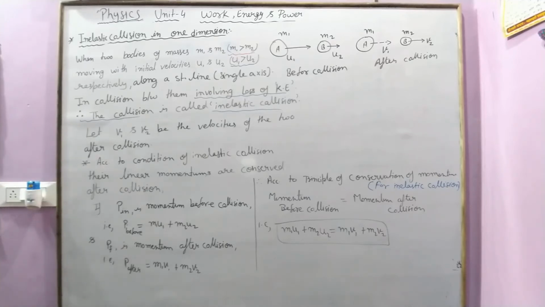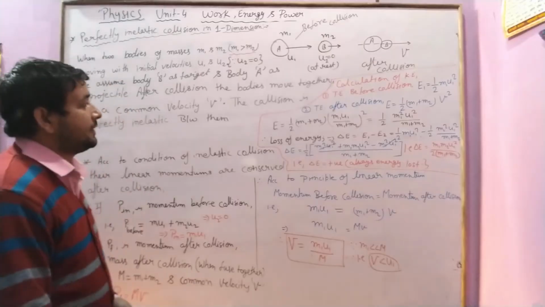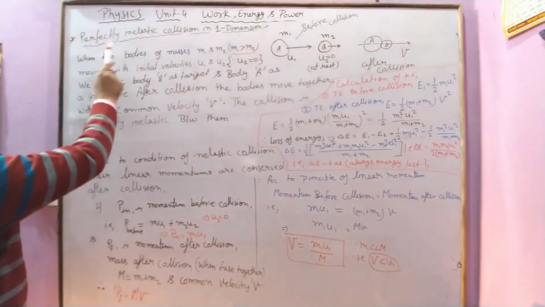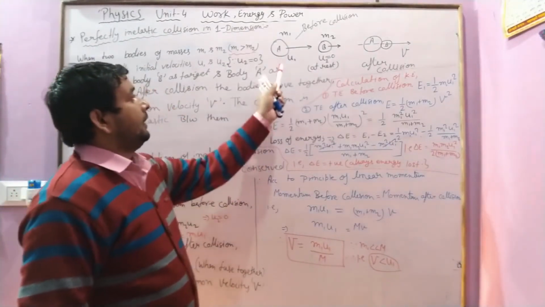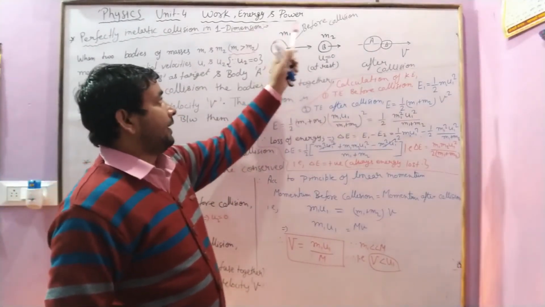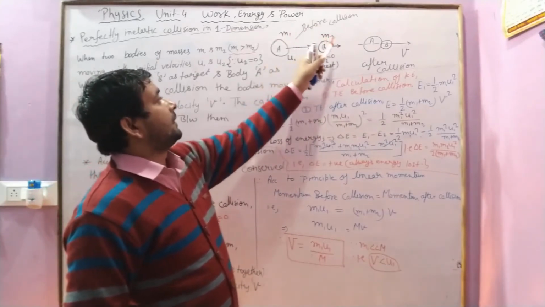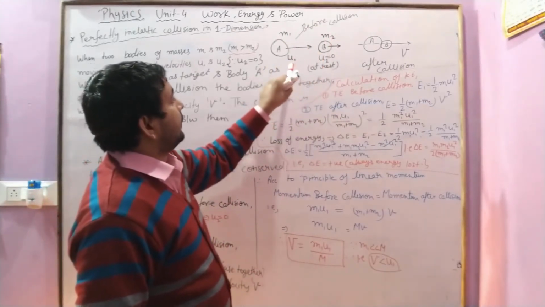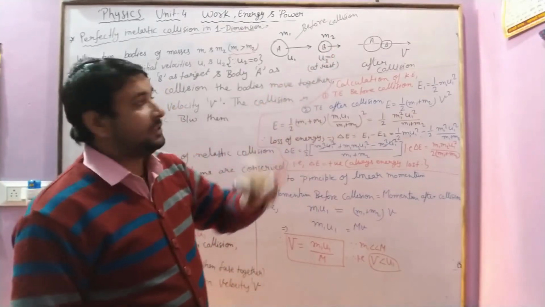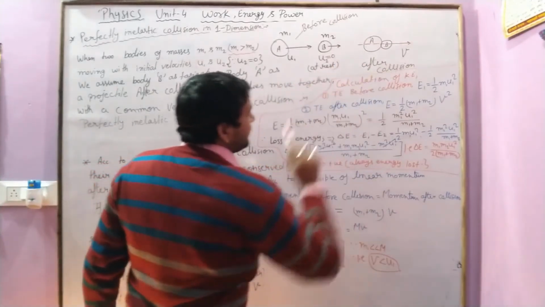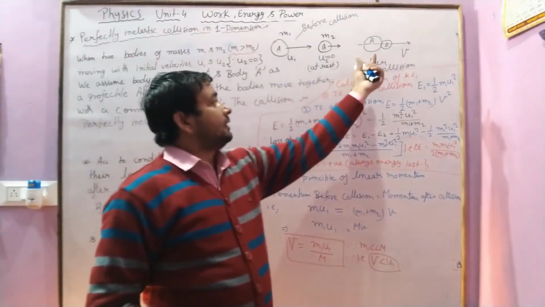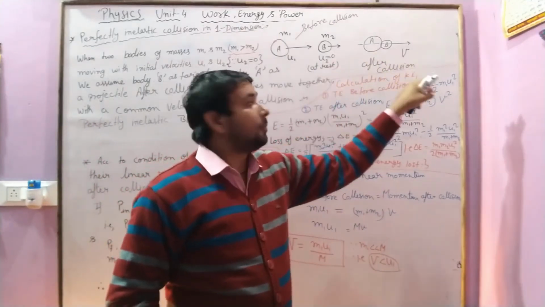Okay, next we have perfectly inelastic collision in one dimension. Okay students, perfectly inelastic collision in one dimension. We have two objects A and B having mass m1 and m2, where m1 is greater than m2, and object B at rest initially. This is the condition before collision and this is the condition after collision. After collision they fuse together and move with a common velocity v.